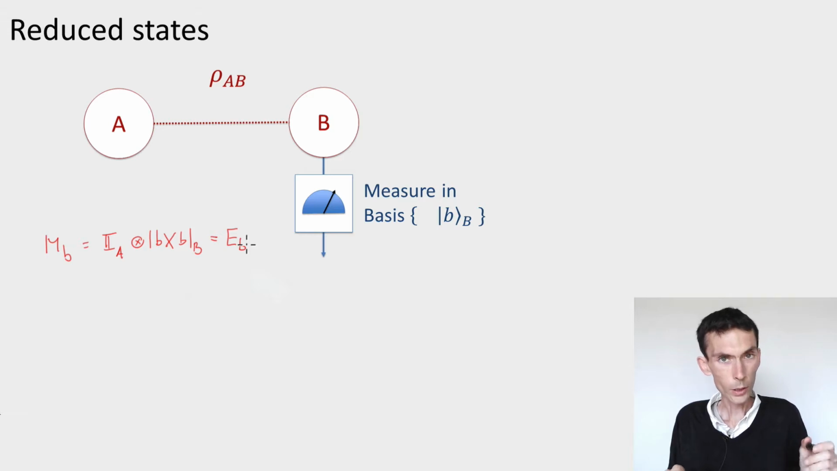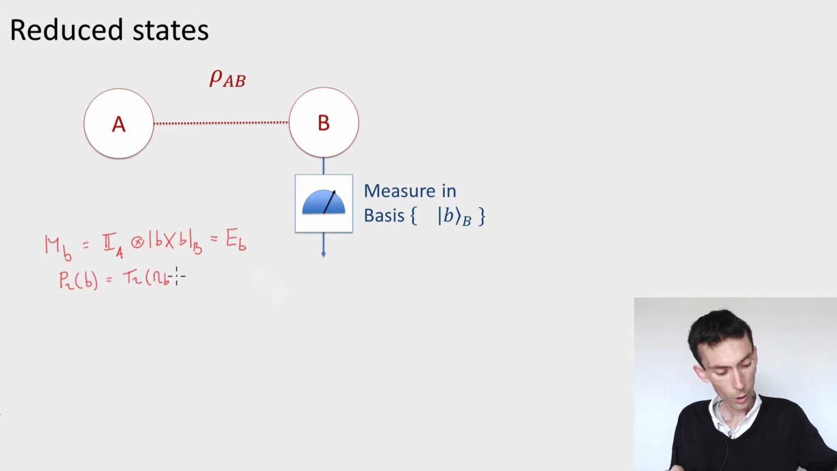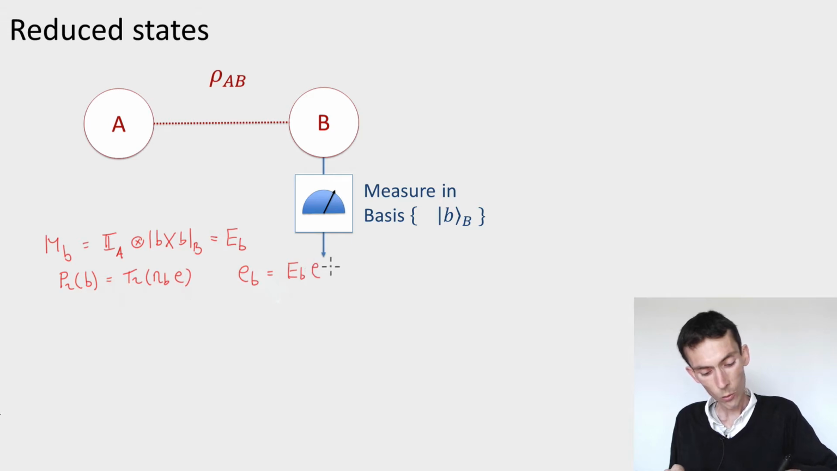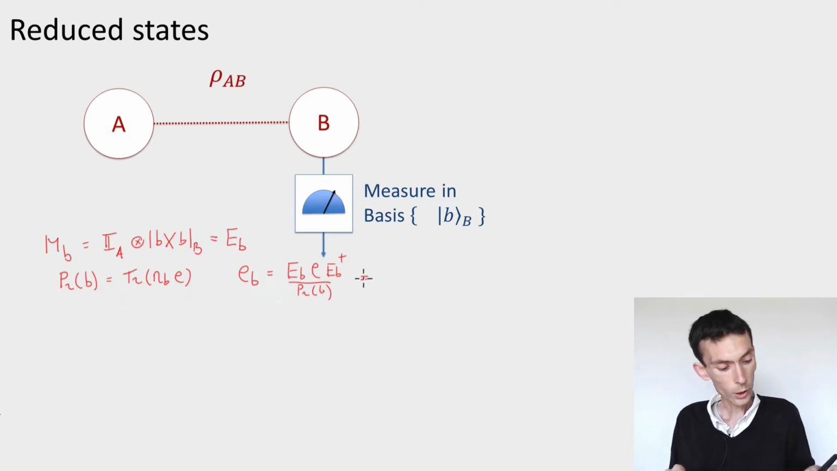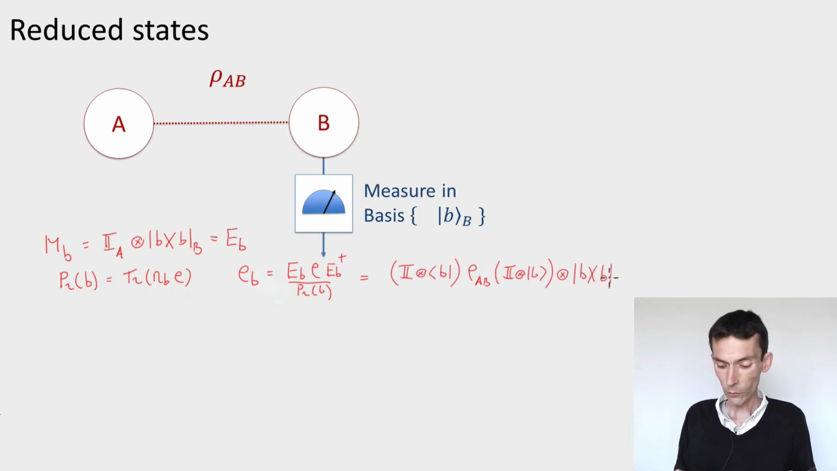We know that if we perform the measurement, the probability of the outcome B will be given by the trace of MB applied to ρ, and the state will evolve into a post-measurement state ρ_B, which is equal to EB ρ EB† divided by the probability of B, which I can rewrite using the form of EB in the following way. I can write it as a state that takes the following form.